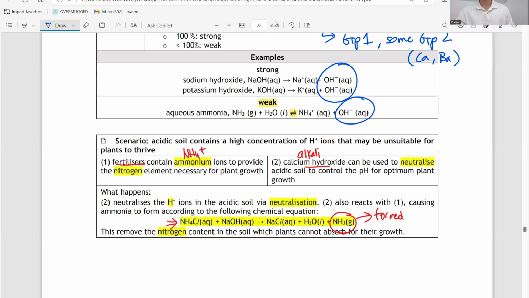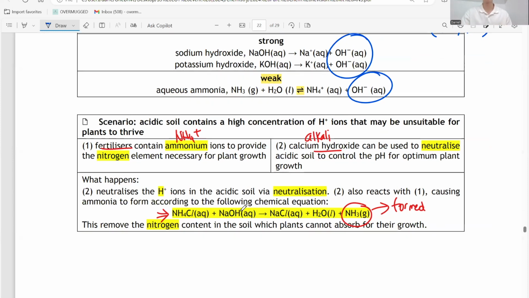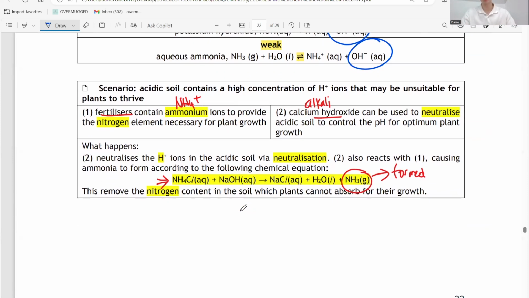So the plant is no longer able to absorb the nitrogen content because the nitrogen is now in the form of ammonia gas and it diffuses away. So this is the exact part in the notes that addresses this. But I find it to be more intriguing when I talk about it in context to the question you're expected to solve.